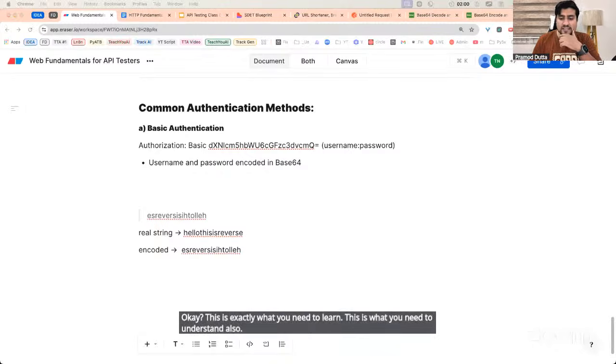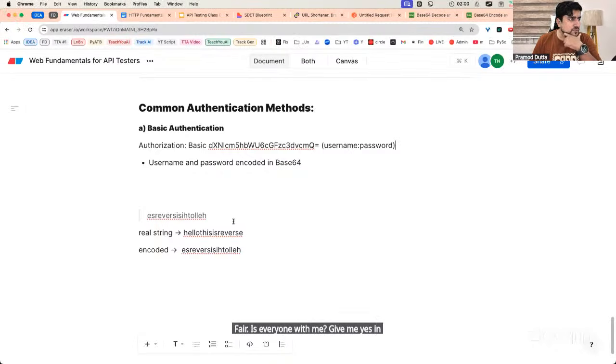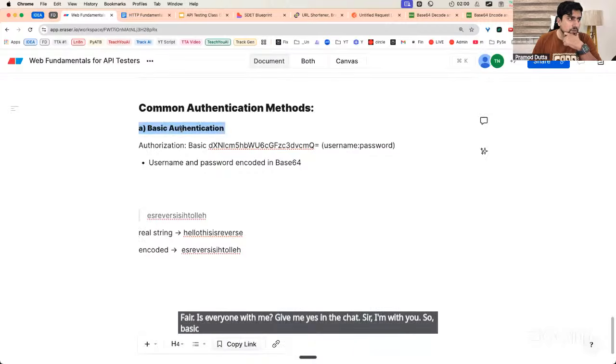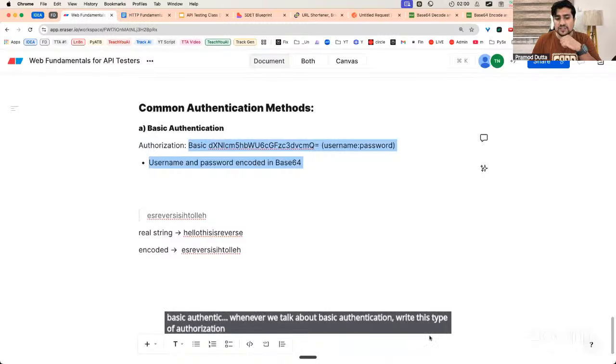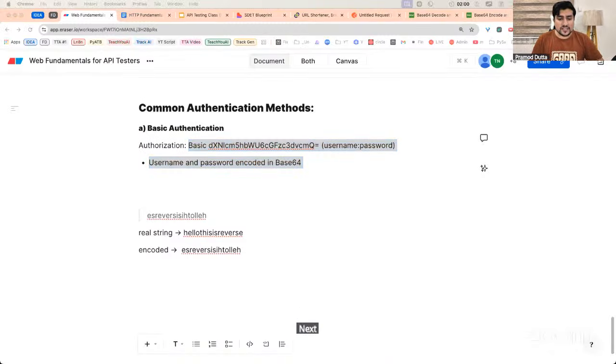Is everyone with me? Give me yes in the chat. Sir, I'm with you. So whenever we talk about basic authentication, this type of authorization we can always use. Next one is called the bearer token.